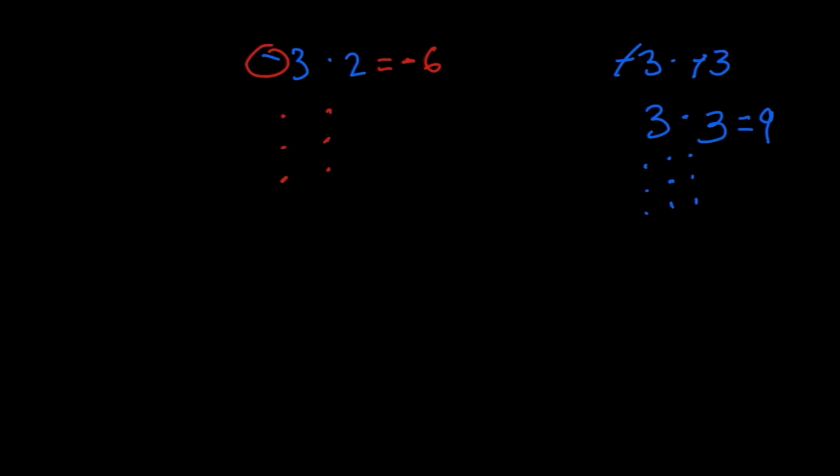And this will always hold true, that when you multiply a negative number to a positive number, you get a negative number, and when you multiply 2 negative numbers together, you get a positive number, and then when you multiply 2 positive numbers, you get a positive number.